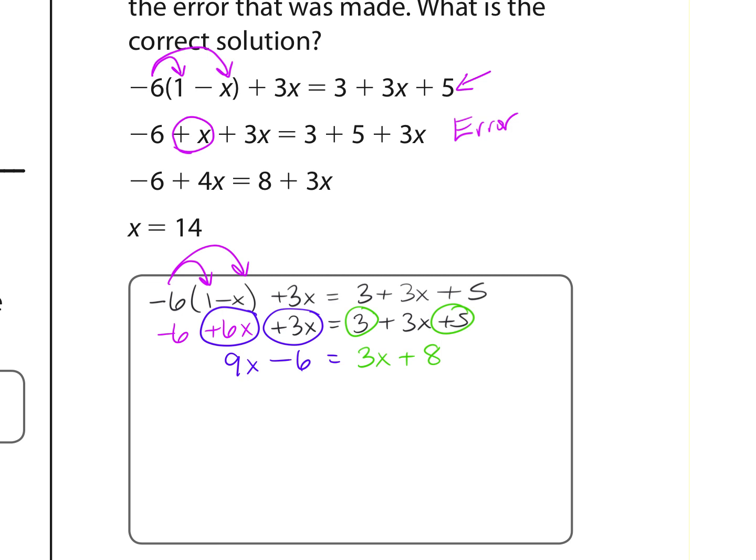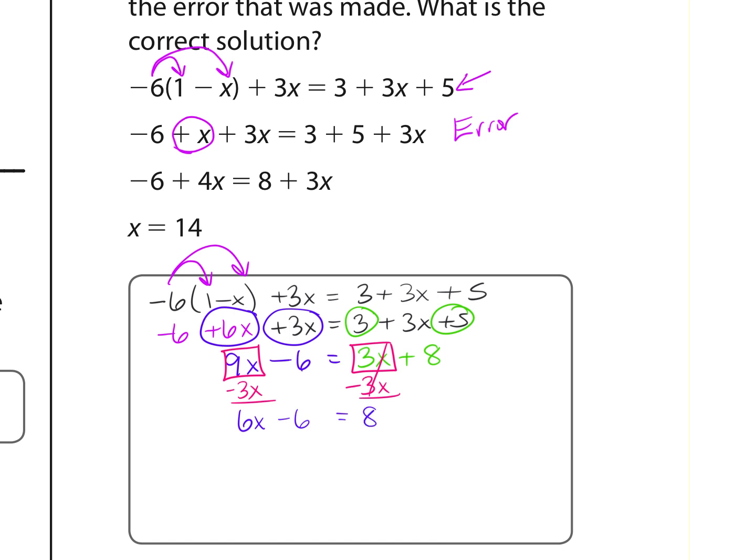At this point, we've now got an equation with a variable term on both sides. So I'm going to choose to get rid of one of those variable terms. I like to get rid of the smaller one. So I'm going to subtract 3x from both sides. And we get that 6x minus 6 is equal to 8.